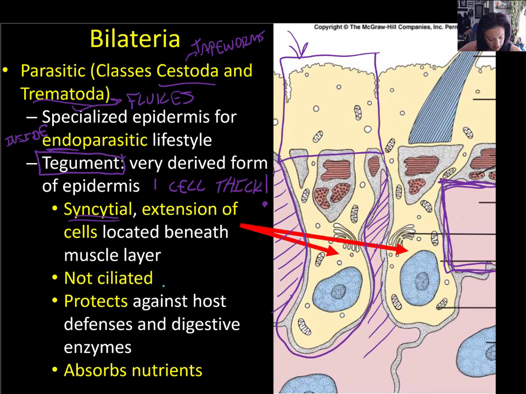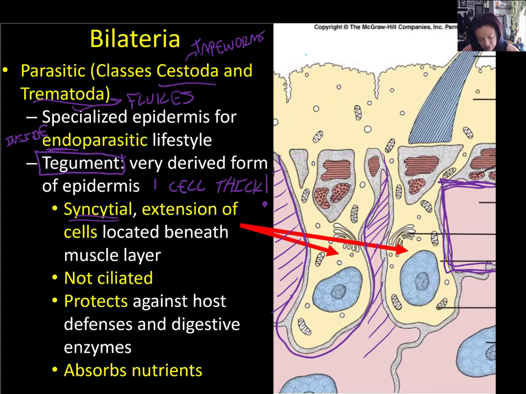Now none of these cells are ciliated. There's no cilia here. But these cells do have other jobs that they do. They protect against host defenses and digestive enzymes by absorbing that damage using all of this cytoplasm here at the top of the cell. The upper portion of that cell doesn't have any critical structures in it. The nucleus isn't up there, none of the organelles are up there except for a few ribosomes, maybe a few mitochondria. So that portion of the cell can take a lot of abuse without it harming the animal as a whole. That's the part of the integument that's going to be attacked by enzymes and acids and white blood cells.